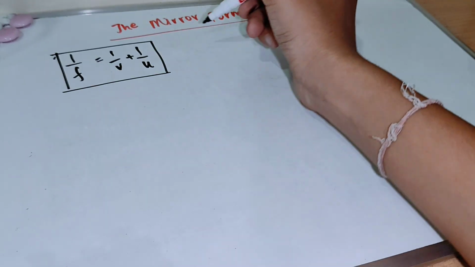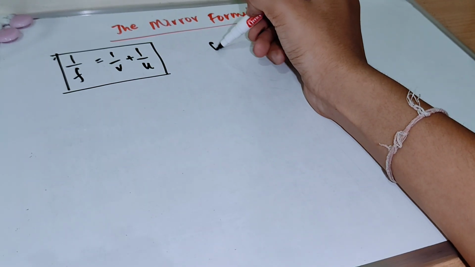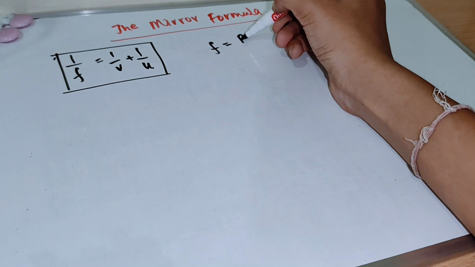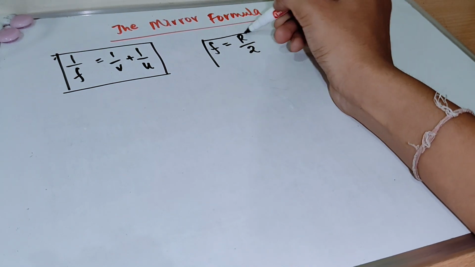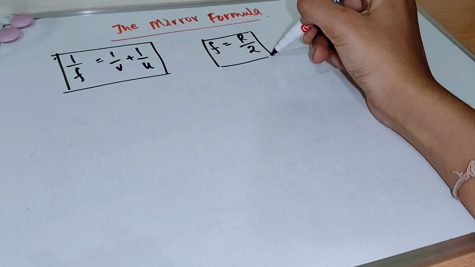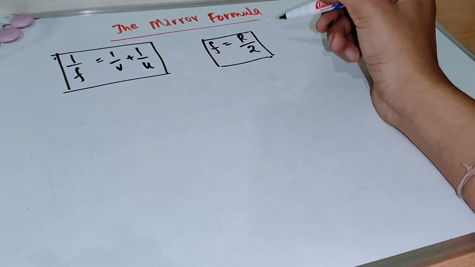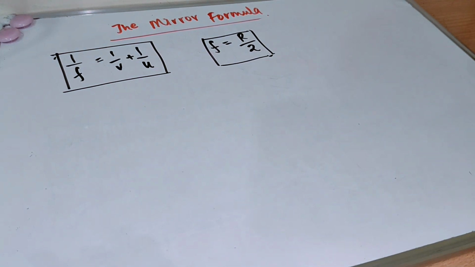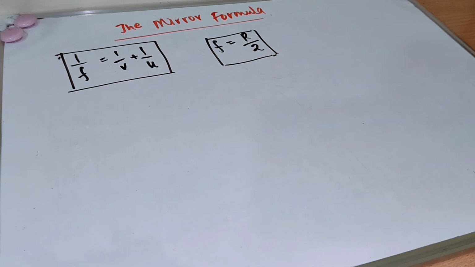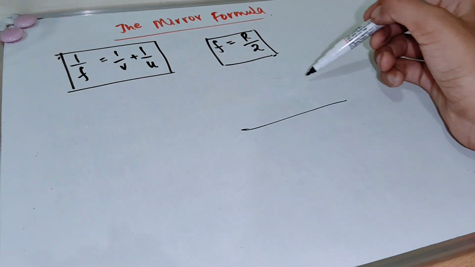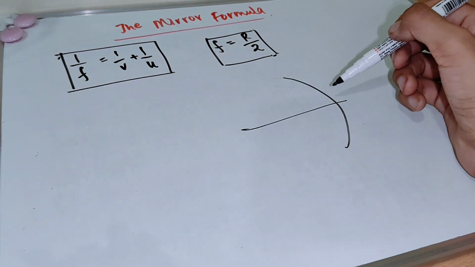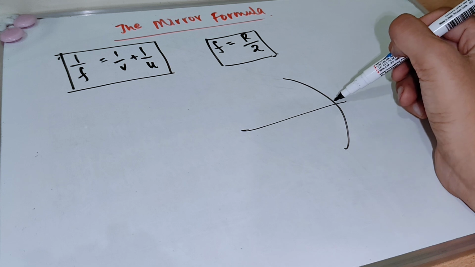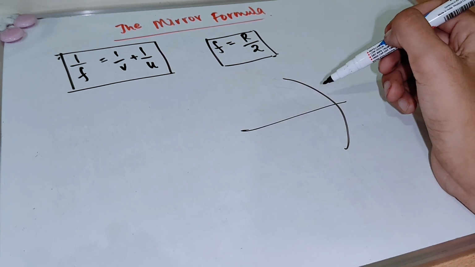And another thing that we need to keep in mind is that focus is the half of the radius of curvature. Actually this formula is only for paraxial rays. So we consider this formula that f is equals to R by 2 only when the angle subtended by these rays is very small.